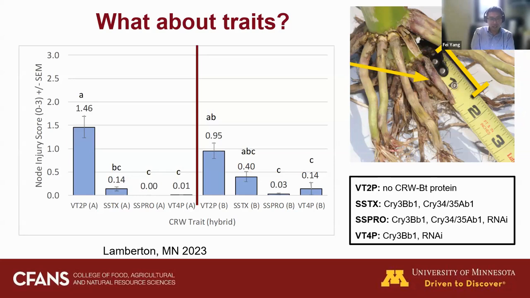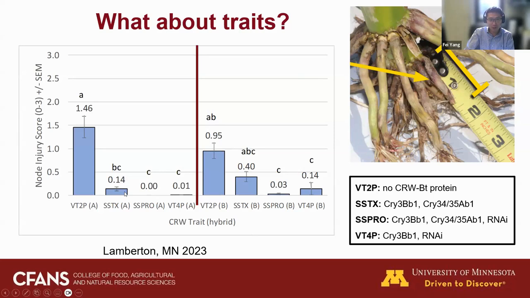The results of these 2 studies are almost consistent. If we look at the non-Bt, the VT2P, it has significant damage. In the first trial you have almost 1.5, and in the second trial almost 1. For SmartStax Pro and VT4 Pro, we can see they significantly reduce the damage compared to the VT Double Pro, that's non-Bt, and all of these are below 0.25. That's the economic threshold used for rootworm.